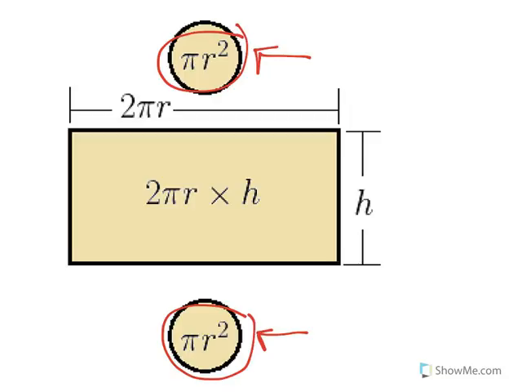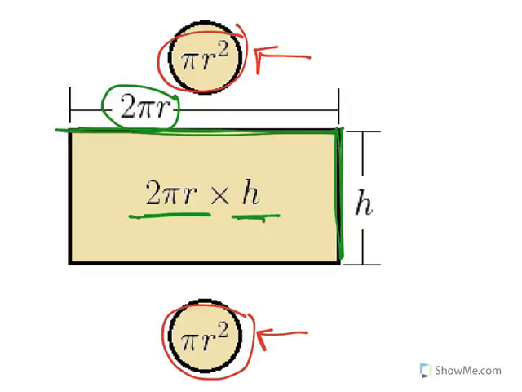Now this middle section, the length of this curved section, is actually the circumference of it. So it's just 2 pi r, or 2 times pi times the radius. And then we have our height here. So to find the area of the middle section, we take that circumference times the height, because that's that curved center.